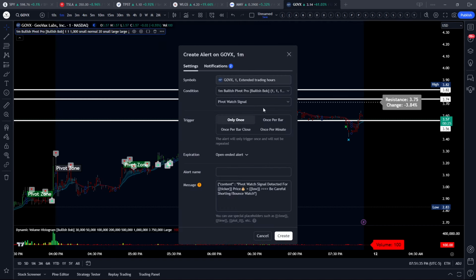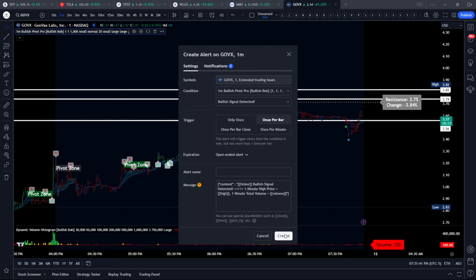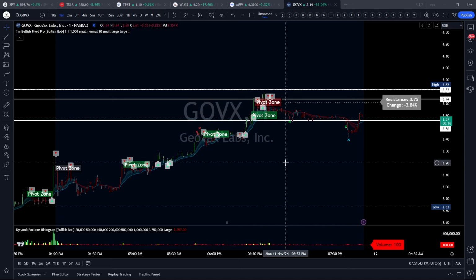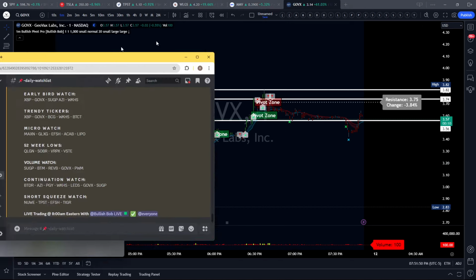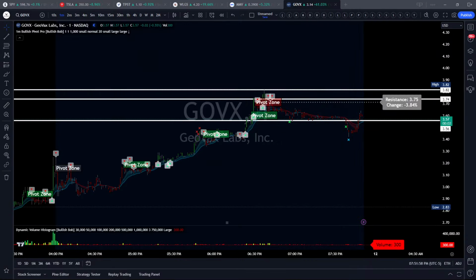And you have multiple alerts as well. If I go in here, you can see that you can change the alert, instead of a pivot watch signal, to a bullish signal detected, once per bar, create, and there we go. It's that simple, right? We just created the alert. It's all set. It's good to go. I don't need to do anything. I'm prepared, all because the watch list helped me understand what stocks I should be looking at for possible continuation, possible scalps.